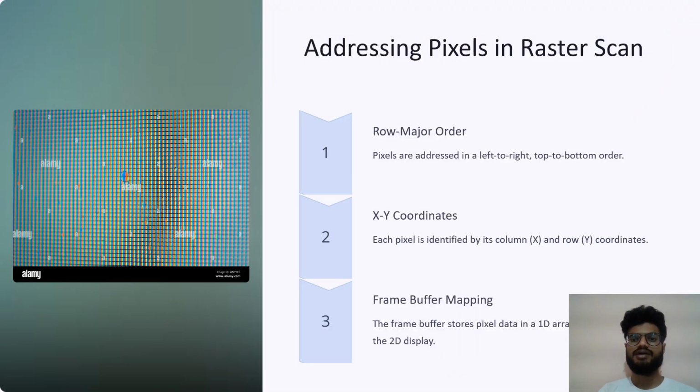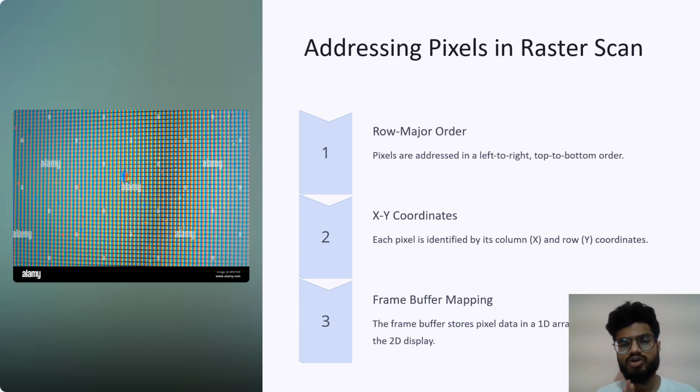So guys, here is addressing pixels in raster scan. Addressing of pixels is a very important aspect in raster scan displays. As I told you before, placing pixels properly helps us get more detailed images, which help in data analysis. The first technique is called row major order. We have already studied row major order in previous semesters. It is used in displaying pixels in left to right or top to bottom order. So this is one criterion.